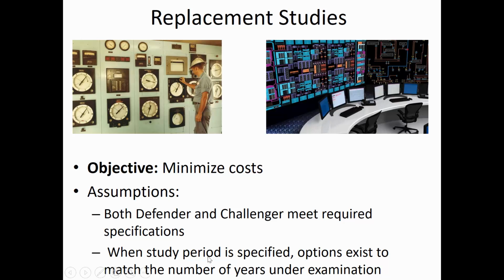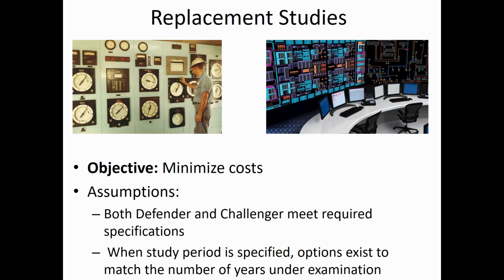So when the study period is specified, you're assuming that there's some way to make the two alternatives last the same amount of time. Remember, we can't compare two options, one that's short and one that's long. Does anybody remember what some of our strategies have been in the past to make cash flow diagrams end at the same year?